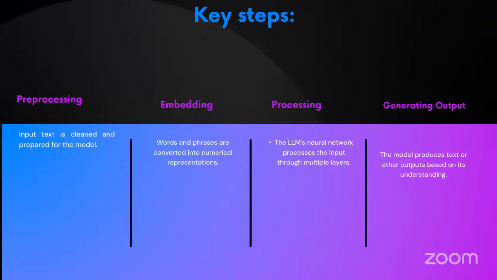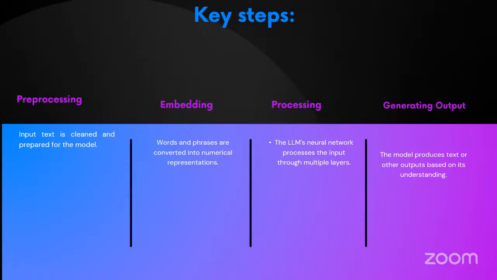First, we have our input, whatever the user asks us. Then the input goes to pre-processing. In pre-processing, our input is cleaned and prepared for the model. How will it be cleaned? It will form some chunking. We can form chunks of the words and sentences.